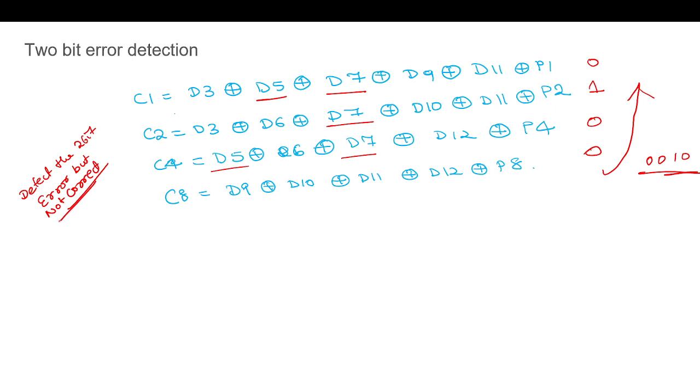Is it correct for my example? C1 should be 0.